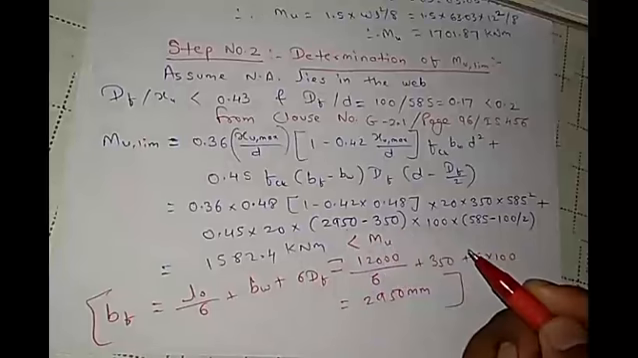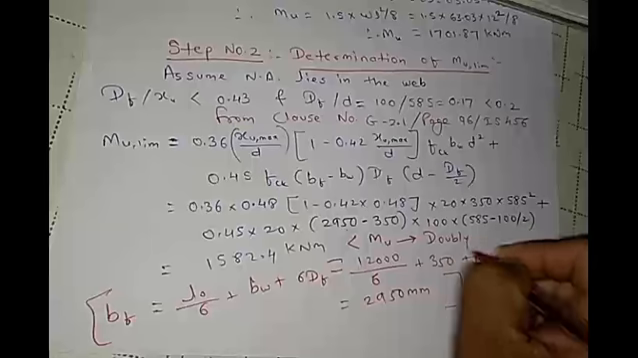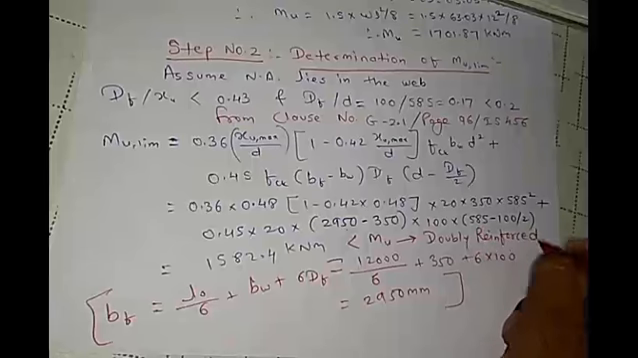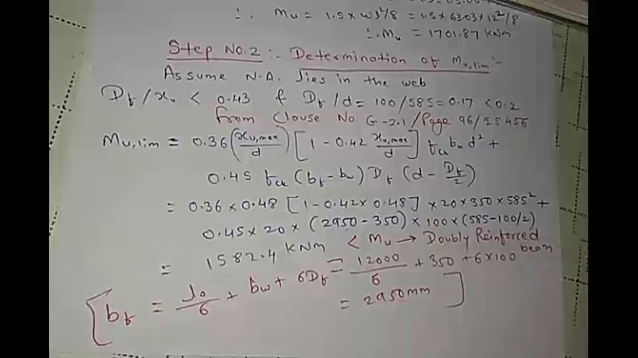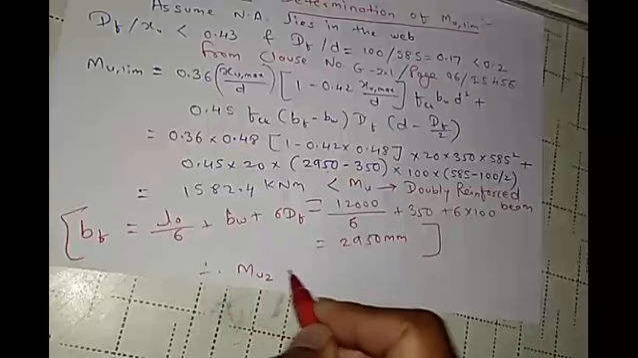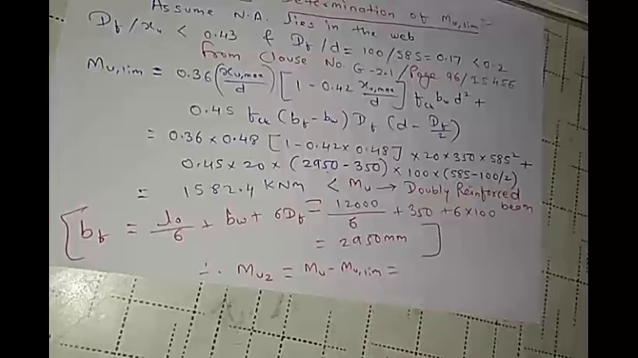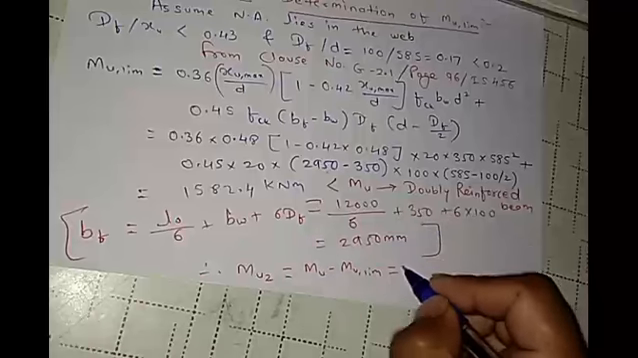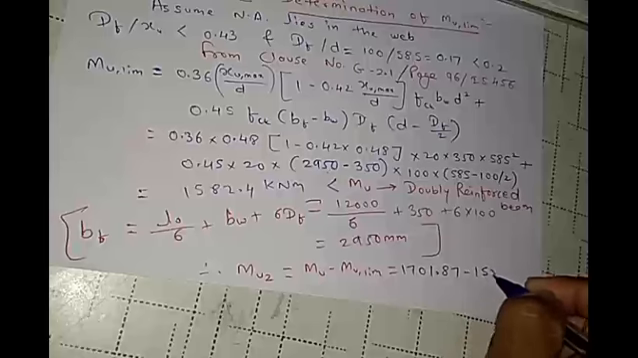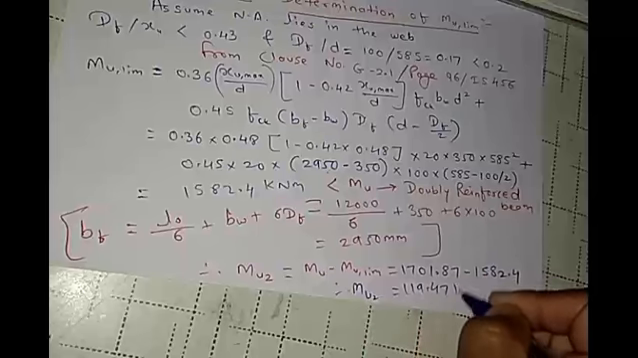Now we can say Mu limiting is actually lesser than your Mu. What does that mean? It means that it is a doubly reinforced beam. So since this is a doubly reinforced beam, therefore we can calculate here Mu2, which is equals to total Mu minus Mu limiting, and that's equals to 1701.87 minus 1582.4. So therefore Mu2 is equals to 119.47 kilonewton meter.